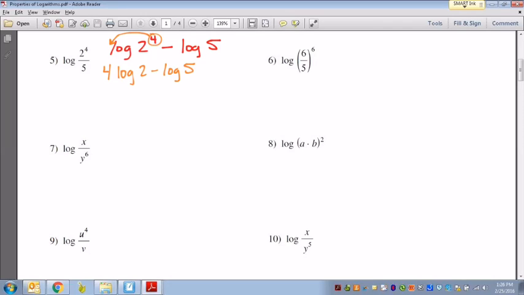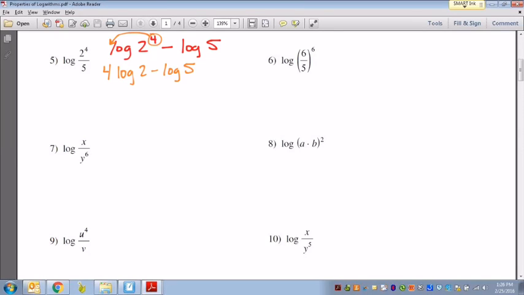Okay, so the 2 properties, again, that we demonstrated: when you divide with logarithms, you can separate them into 2 separate ones and subtract them from each other. Also, when you have an exponent, you move the exponent of the logarithm to the front of the logarithm and just multiply it at the end.